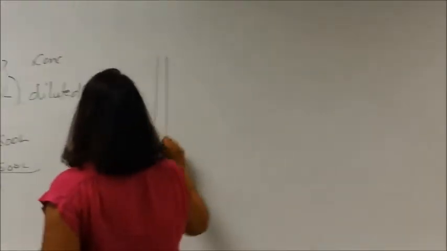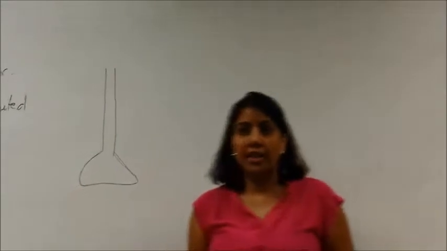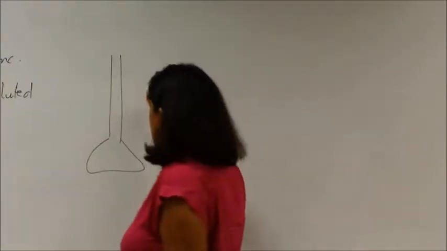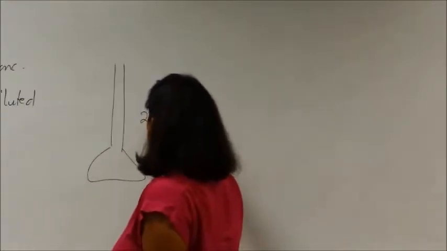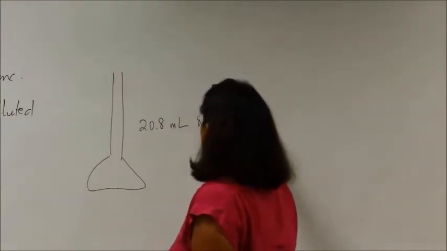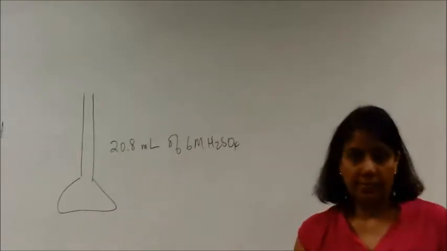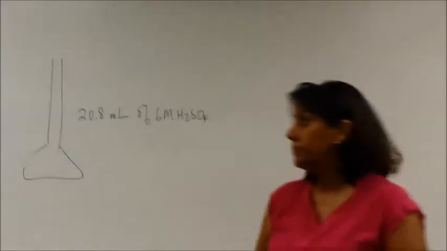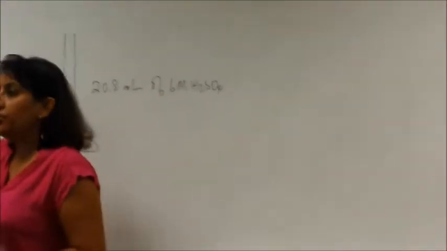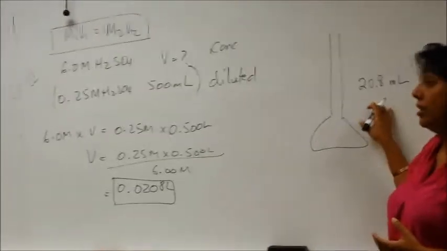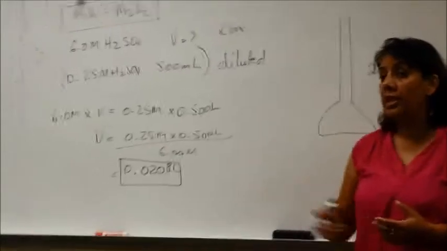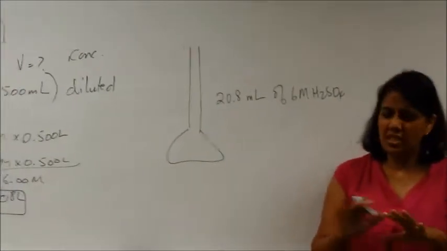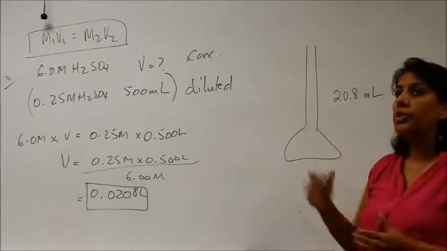Here is again our wonderful volumetric flask. You will take 20.8 milliliters of 6 molar H2SO4, right? That is how much of the sulfuric acid that you need. Will you add 500 milliliters of water to this, or will you add less than 500 milliliters of water? Just a simple question, no numbers yet. Will you add 500 milliliters of water to this to make it to 0.25, or would you add less than that?